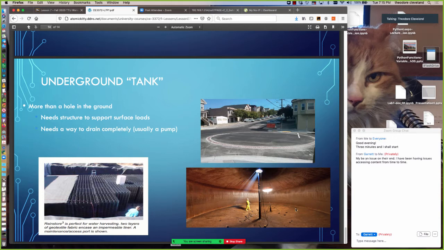But underneath is a substantial cavern. And that cavern has to not only hold water, so it's got to be watertight, it also has to resist the soil forces that are trying to crush it, and the traffic load and the overburden forces on top that are trying to flatten it like a pancake.